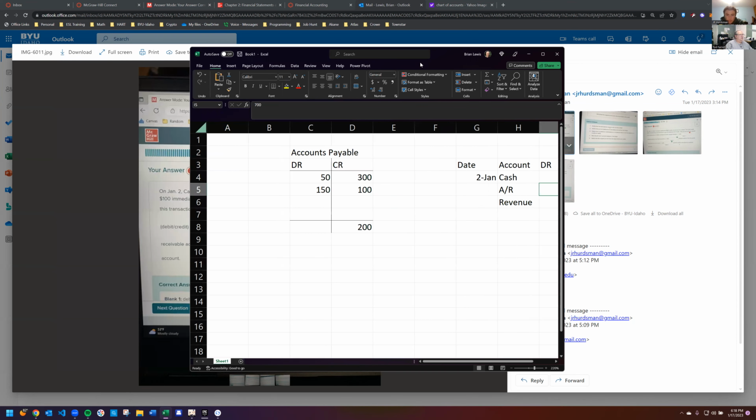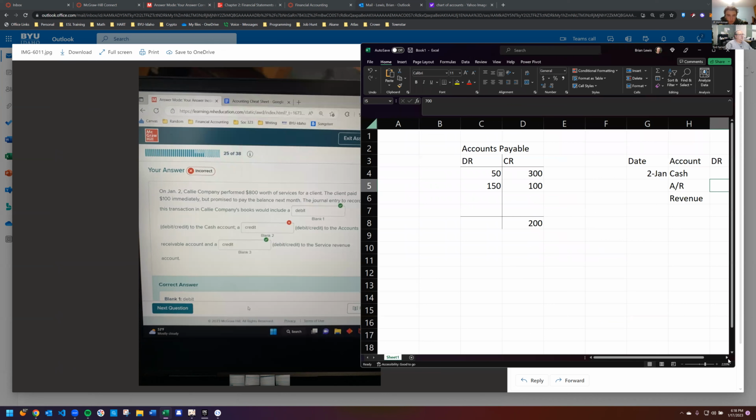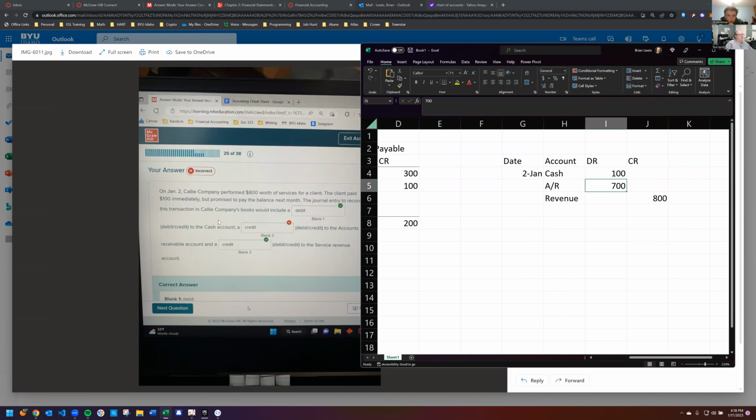Okay, so that's what you would have gotten, and that's how you would have then figured out this answer, because you would have said, okay, well, this cash account is a debit, yes. This service revenue is a credit, that's right. And so this accounts receivable part should be a debit. Make sense? Yeah, it does.